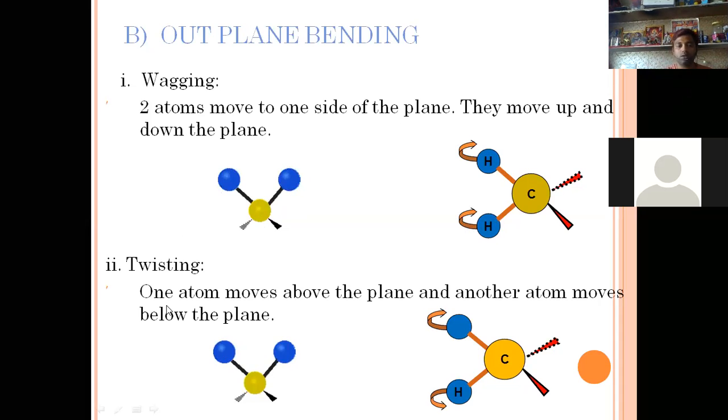In twisting, what happens? One atom moves above the plane and the other atom moves below the plane. Above the plane, below the plane, like this. So it is like twisting.